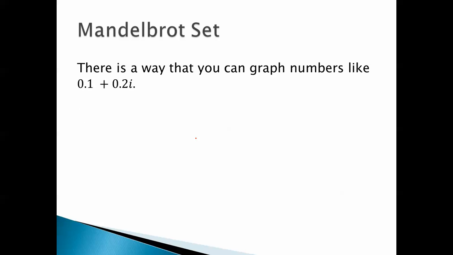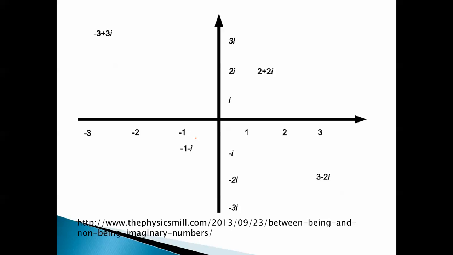So there is a way that you can graph numbers like 0.1 plus 0.2i. You would graph them on what's called the complex plane. So for instance, here's 1, 2, 3. Here's i, 2i, 3i. The number 2 plus 2i, well, here's 2 and here's 2i, so 2 plus 2i would be roughly there. 3 minus 2i would be roughly here. And -1 minus i would be about over here. -3 plus 3i would be about over here. So for 0.1 plus 0.2i, here's 0.1. Basically we move 0.1 to the right and 0.2i up.